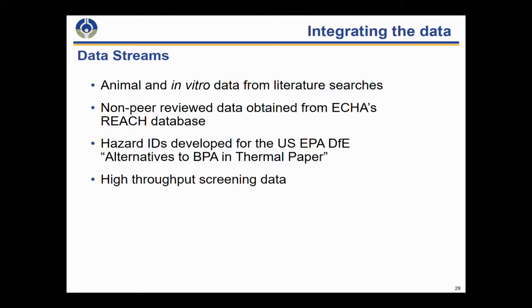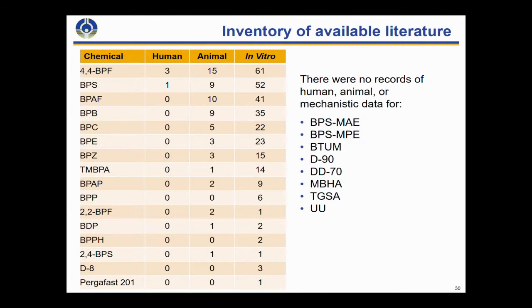So the data streams, integrating the data. We need to pull together animal and in vitro data from all these literature searches. As I said, the ECHO and REACH databases, there are a number of hazard IDs that have been developed for the US EPA, which is now the Safer Chemicals Program, and the high throughput screening data. And if you look at that, you can just look at the inventory of available literature, and you'll see that there are an awful lot of zeros here. There are only 4 human studies related to all these different chemicals. A very small number of animal studies, a larger number of in vitro studies, but an awful lot of things are on the market with really nothing available. And there are no records at all for this set on the right.